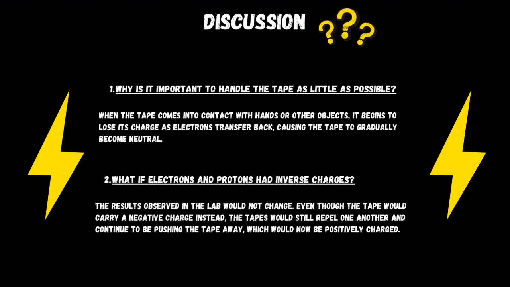So let's talk about some discussion questions now. The first one is, why is it important to handle the tape as little as possible? When the tape comes into contact with hands or any other objects, it begins to lose its charge as electrons transfer back, causing the tape to gradually become neutral.